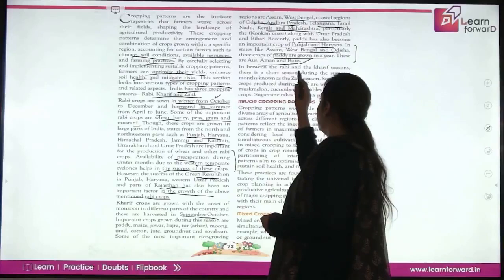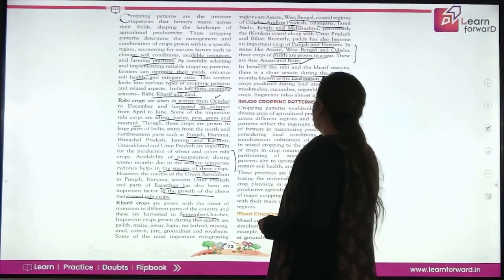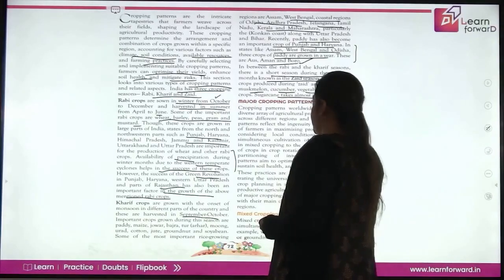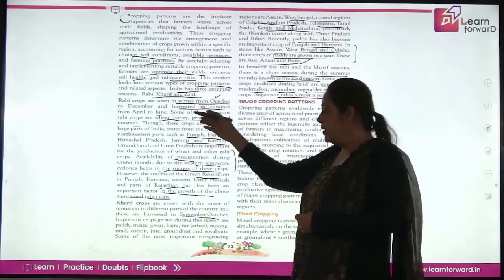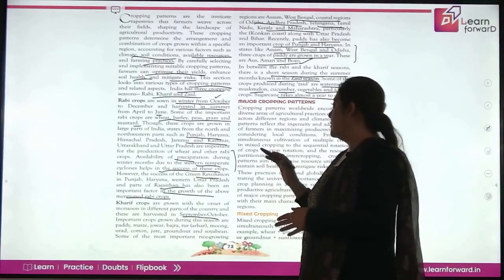In between the Rabi crops and the Kharif season, there's a short season during the summer known as the Zaid season. Some of the crops produced during Zaid are watermelon, muskmelon, cucumber, vegetable and fodder crops, and sugarcane takes almost a year to grow. So we talked of Rabi, Kharif, and Zaid crops. Now let us understand the major cropping patterns in India.